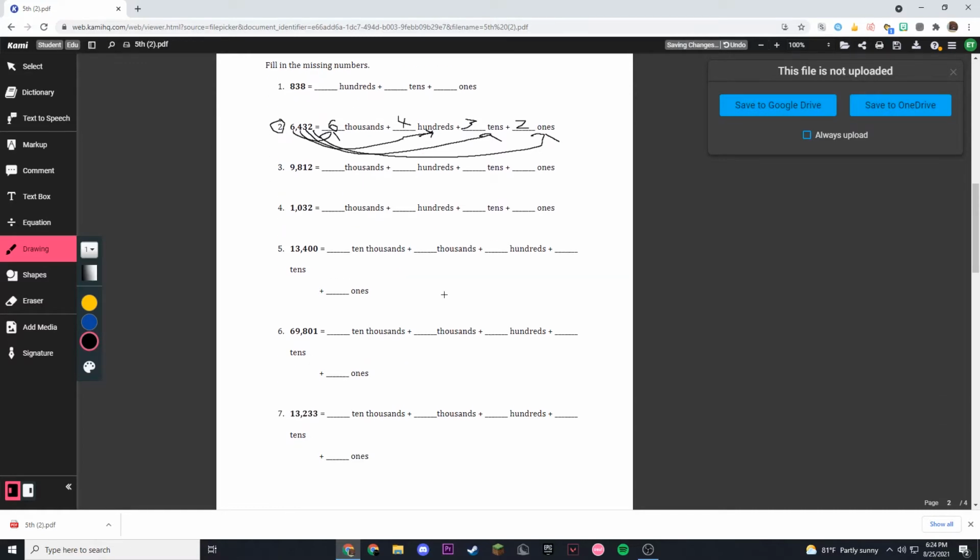Let's do one more with a bigger number. Here we have the number 69,801. We just look from the very left and we see that our first number is 6, so we have 6 10,000s. Our next number is 9, so we have 9,000s. And our next number is 8, so we have 800s. And our next number is 0, so we have 0 tens. And our next number is 1, so we have 1 one.